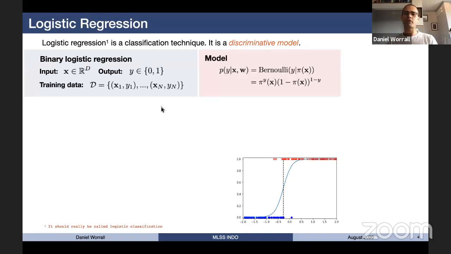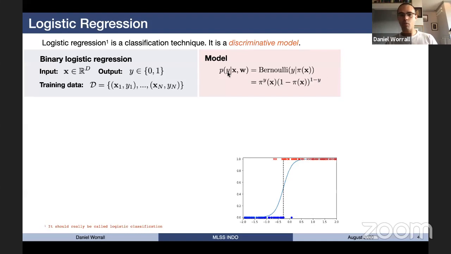The model we use is a probabilistic model. We assume there's a Bernoulli distribution, named after the mathematician Bernoulli, which gives an output distribution over y given some probability pi of x. Pi isn't the number 3.14 and so on; it's now a function of x. Let's see: if y is equal to 1, then you have pi to the 1, which is just pi, times something to the 0.